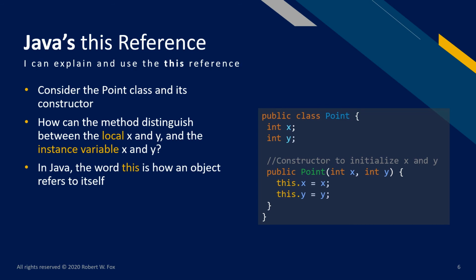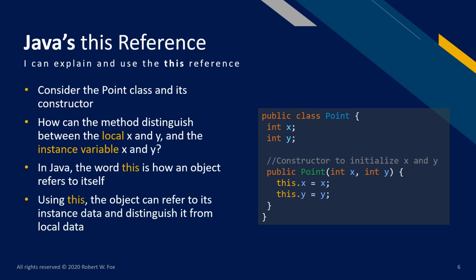And so notice the change that I just made. Rather than saying x equals x, I'm saying this dot x equals x and this dot y equals y. See, using the word this, I can tell Java to refer to the object, not the parameter. In other words, it basically works like this here. When I say x, I am referring to the parameter. When I say this dot x, I'm saying this object's x. I'm talking about the instance variable.